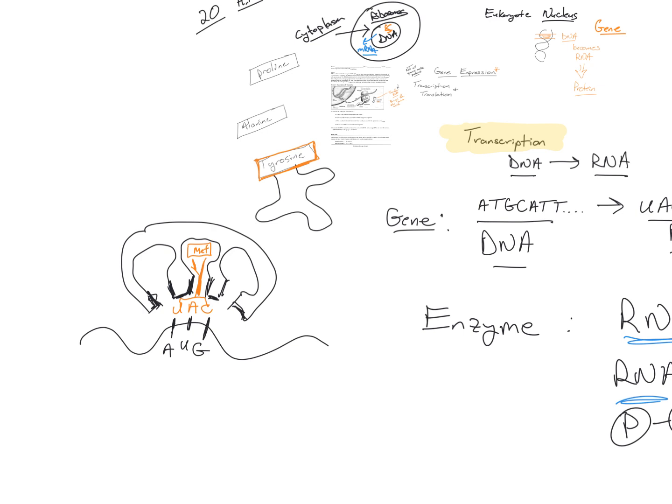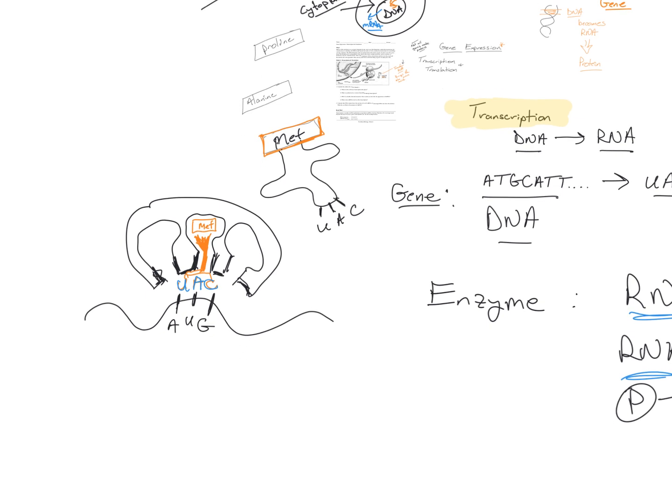All right, so it's a bad drawing, but that's what it's going to be because I don't want to redraw this. So UAC is at the end. This is all RNA, right? This tRNA is made of RNA. Right out here, it's going to have methionine, and on this end, it's going to have U, an A, and then a C.